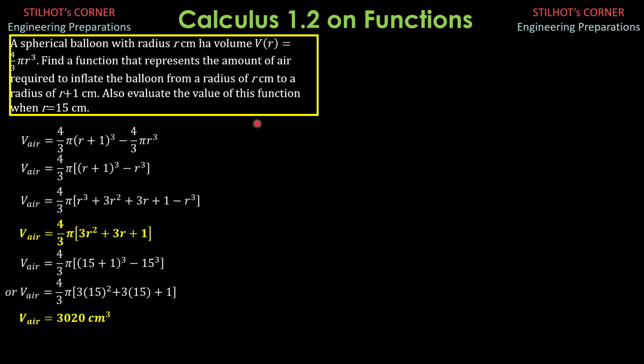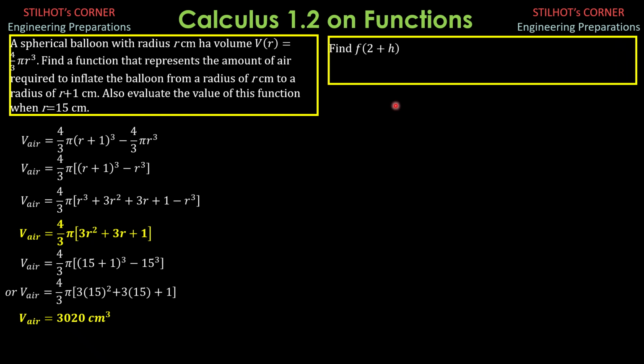So that's it for that problem. So let's proceed to the second one. Find the function value when x is 2 plus h, x plus h, and evaluate (f(x plus h) minus f(x)) divided by h, where h is not equal to 0. So these are the two functions. f(x) is x minus x squared, and for the second part, f(x) is x over x plus 1. So let's begin with the first part.